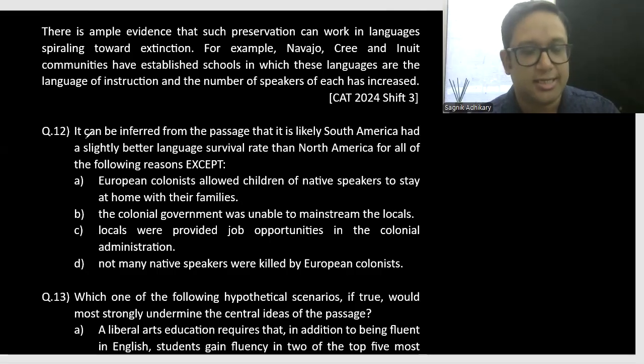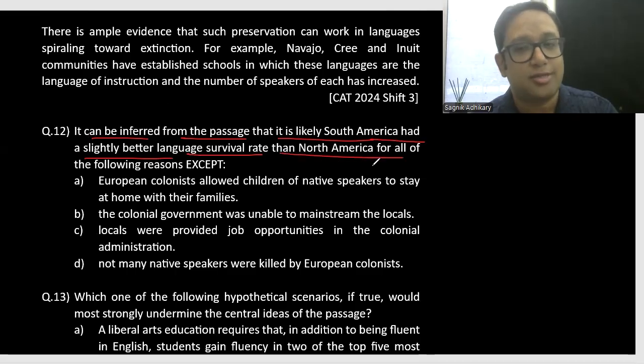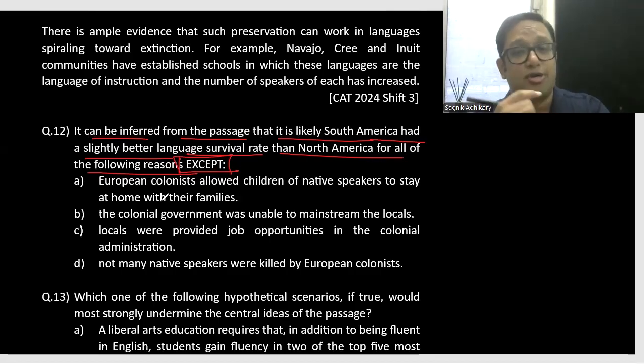Question 12, the first here, it says, it can be inferred from the passage that it is likely South America had a slightly better language survival rate than North America for all of the following reasons, except. There's an except type question. We are looking for something which is not a reason for South America to have better language survival rate as compared to North America. This is a reference to the first paragraph.